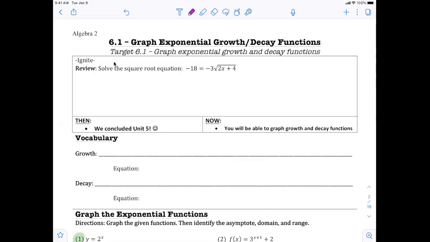Hello, everyone. Today we are going to be graphing exponential growth and decay functions.